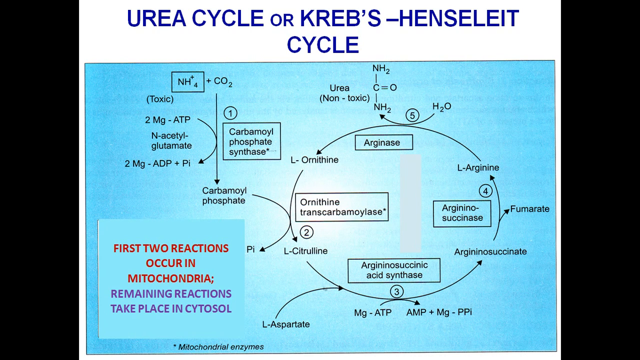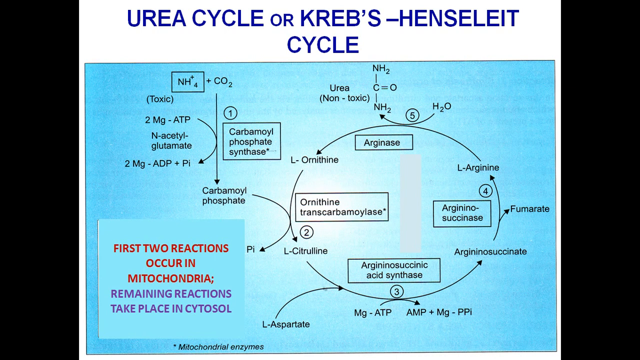Now the L-arginine that is formed in the fourth step in the cytoplasm is converted to ornithine again by the action of the enzyme arginase. So arginase cleaves arginine into two compounds called urea and L-ornithine. Urea is formed as a byproduct in the fifth reaction of the urea cycle, and this is eliminated from the liver cells and is excreted into the blood. From the blood it is transported to the kidneys, where it gets filtered and excreted.